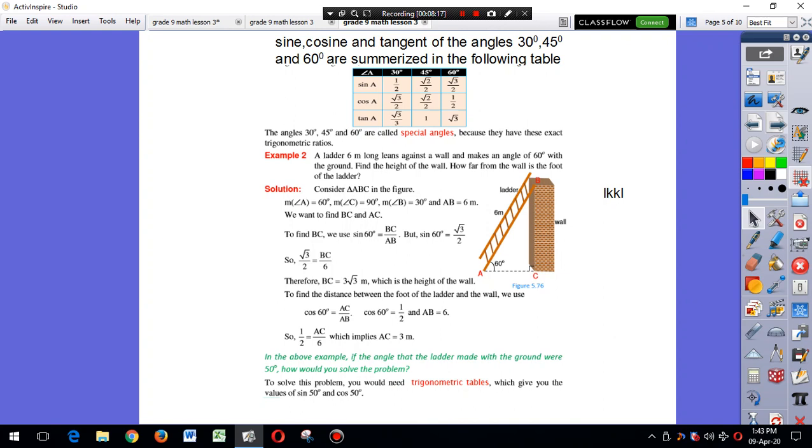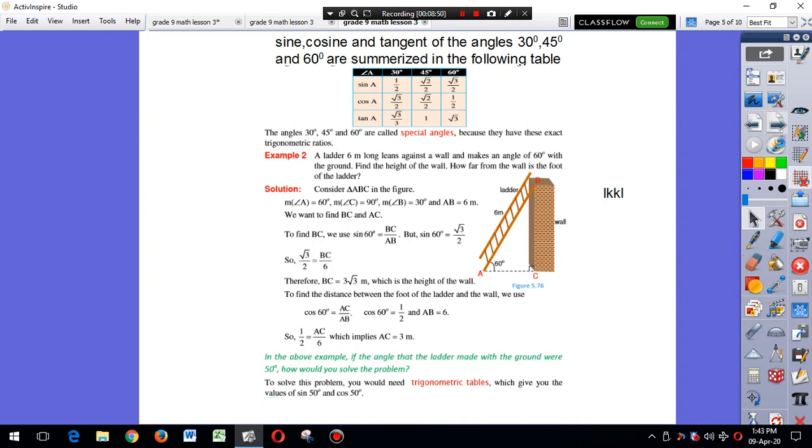In order to determine this, we can take tan A equals sine A over cos A. For example, if you are asked to find tan 30 degrees, we divide sine A, which is 1 over 2, by cos A, which is square root of 3 over 2. If you divide 1 over 2 by square root of 3 over 2, it will give us square root of 3 over 3. The angles 30 degrees, 45 degrees and 60 degrees are called special angles because they have exact trigonometric ratios.